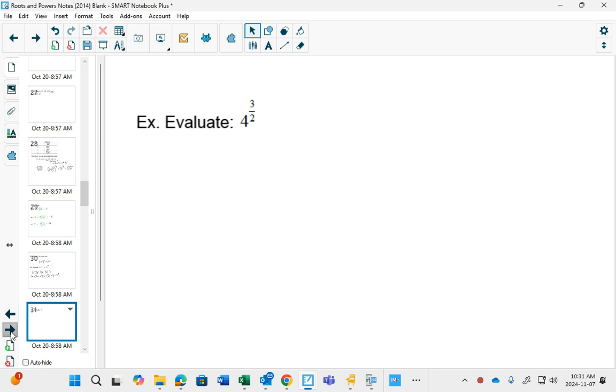But when we get to this, it's a little bit confusing. Like, how do I have 4 to the exponent of 3 halves? How do I write 4 multiplied by itself 3 halves times? That doesn't make sense to me anymore. But we can break this up, and usually it makes sense to do the fraction part first.